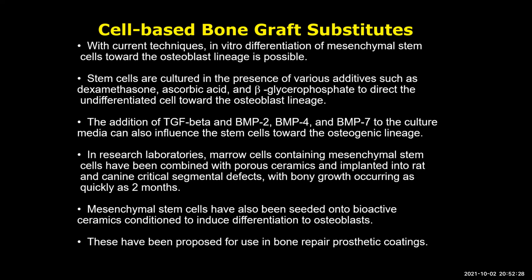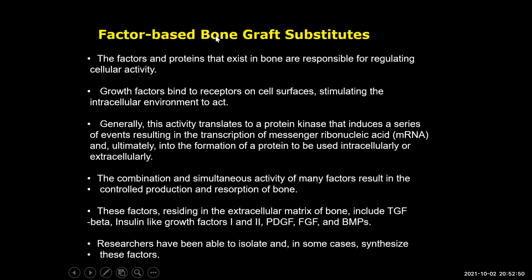The addition of TGF-beta and BMP 2, 4, and 7 to the culture influences the stem cell towards the osteogenic lineage. In research laboratories, marrow cells containing mesenchymal cells have been combined with porous ceramics, and they have been implanted in rats and canines with bone growth occurring as quickly as 2 months. Mesenchymal stem cells have also been seeded onto bioactive ceramics and bioglass also.